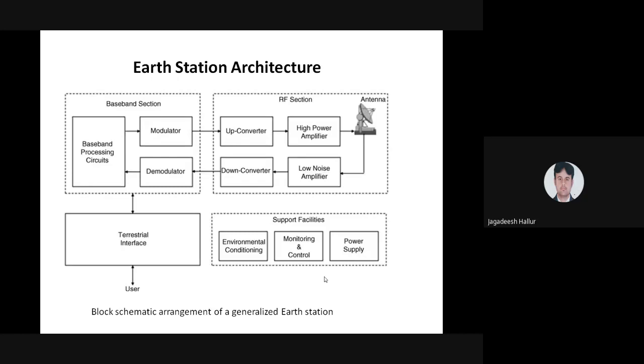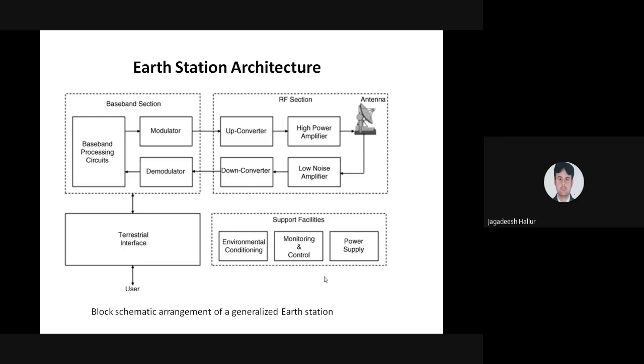Monitoring and control: the monitoring section and the controlling section are present at the earth station itself. What is done by the monitoring section? Whatever signal we get from the satellite through these two sections should be monitored and controlled at the earth station itself.